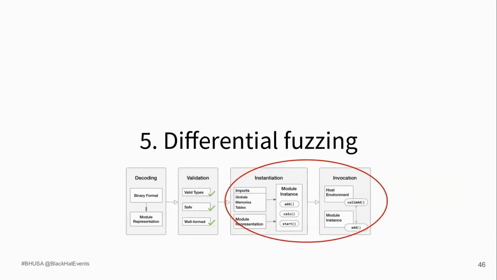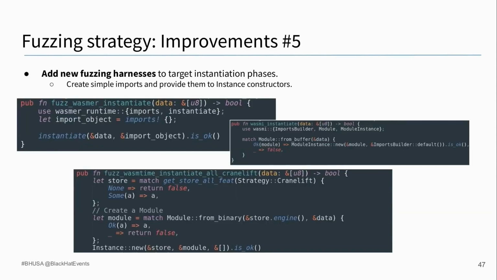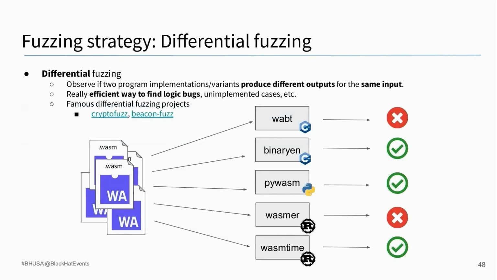So in the end, we have the instantiation and the invocation. In that case, I decided to use differential fuzzing. That could look weird, because differential fuzzing is not something that is really common, to be honest. First of all, I created some new fuzzing harnesses to instantiate my module. And then I decided to implement differential fuzzing using a really simple script. The goal of differential fuzzing in that case is that you provide a WebAssembly module to your different targets, and you monitor the result.